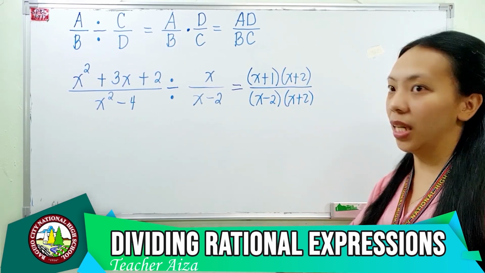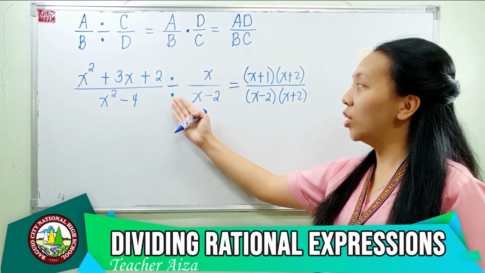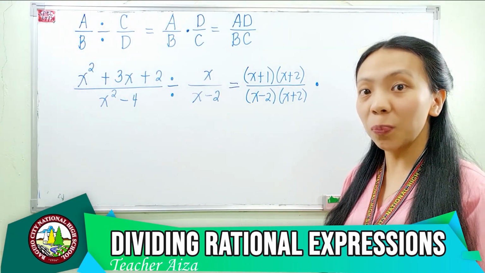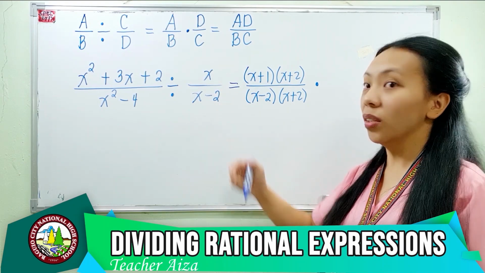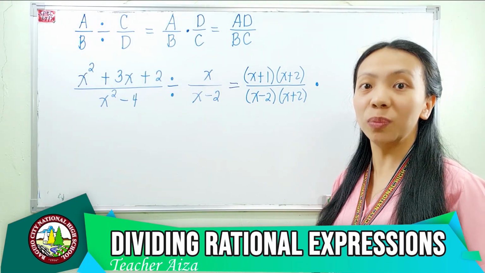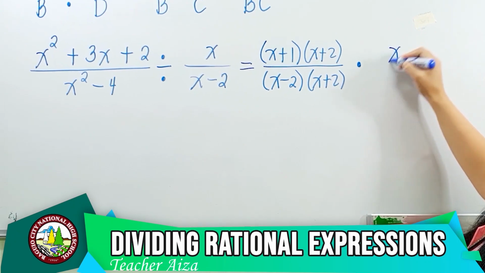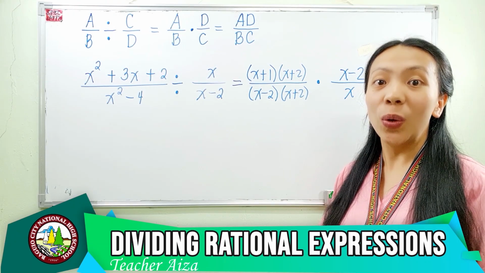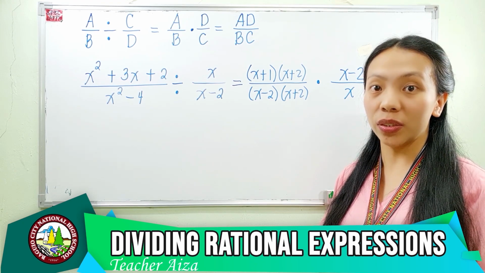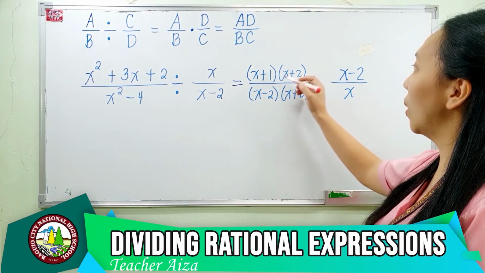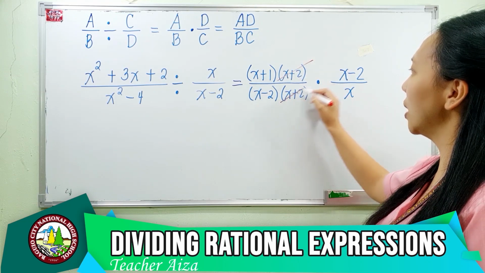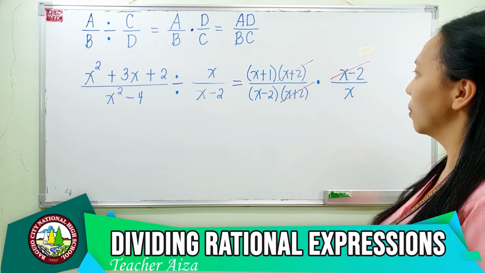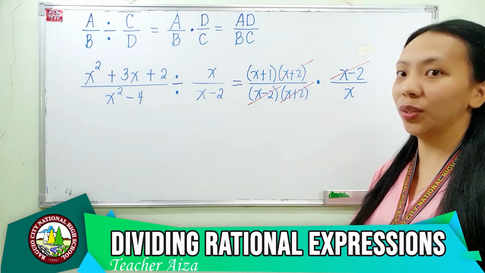Here is our dividend. And then we change division to multiplication. And we get the reciprocal of our divisor. The reciprocal of x over x minus 2 is x minus 2 all over x. Now, we cancel pairs of common factors. We have the pair, the quantity x plus 2 and the quantity x plus 2, and the quantity x minus 2 over the quantity x minus 2.